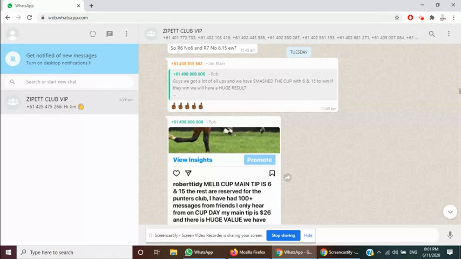Okay, so this is where we basically told you on Instagram what we're going to be backing in the cup, 6 and 15. Twilight payment.